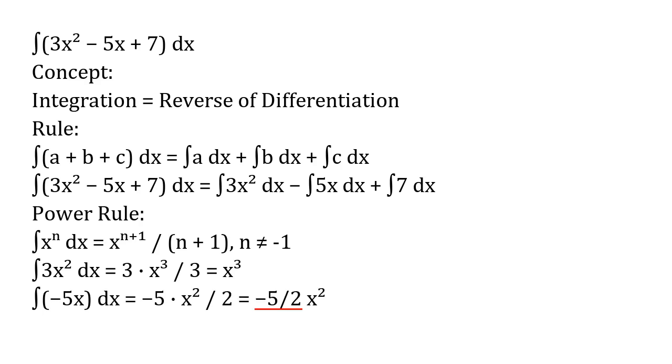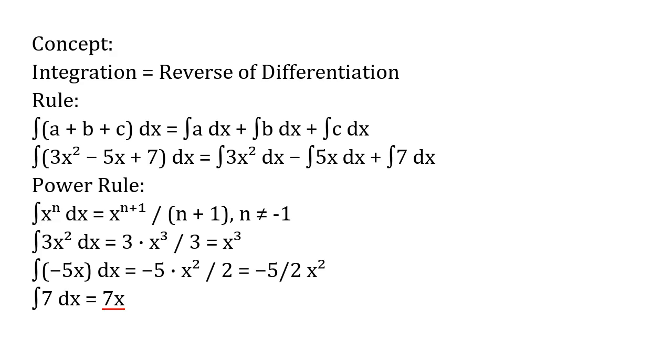Now let's integrate the second term, which is minus 5x. Again, we increase the exponent from 1 to 2 and divide by the new exponent. Multiplying by the coefficient gives minus 5 divided by 2 times x squared, or minus 5 halves x squared. This shows how negative coefficients are handled during integration. The negative sign remains, and we apply the same power rule as before.